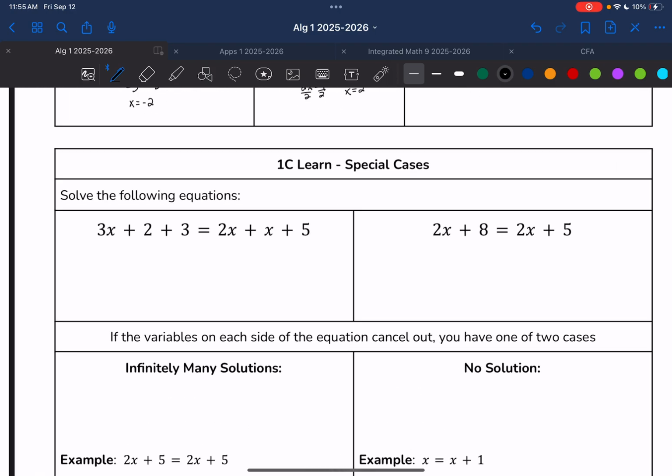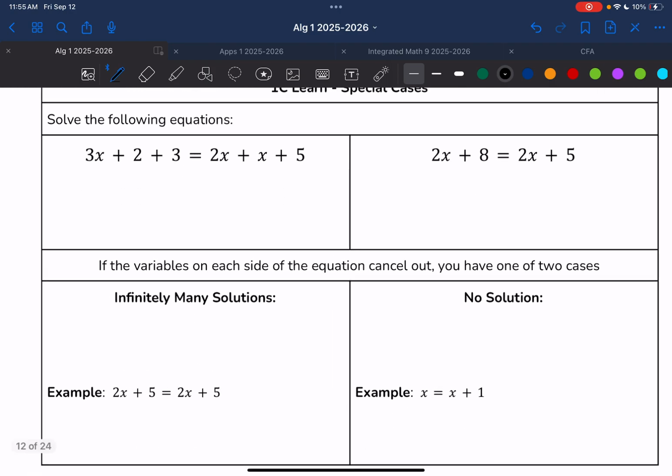All right. Looking at the bottom of this page, let's try and solve these equations. So I combine like terms on this side. I'm going to get 3x plus 5. And when I solve this side, I'm going to get 3x plus 5. I'm going to subtract 5 from both sides. Sorry, I'm actually going to subtract 3x on both sides. And that gives me 5 is equal to 5.